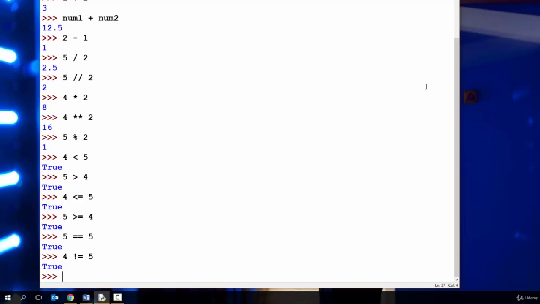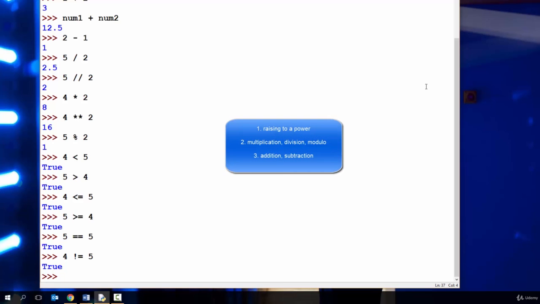Now let's talk a bit about the order of evaluation for these operators inside a mathematical expression. What if we have to deal with multiple operators within the same expression? Which operations have priority over others? Well, the order is the following. Firstly, the raising to a power operation has the highest priority inside an expression. This means it will always be evaluated first. Then we have multiplication, division, and modulo with equal priorities. And lastly, we have addition and subtraction also with equal priorities.